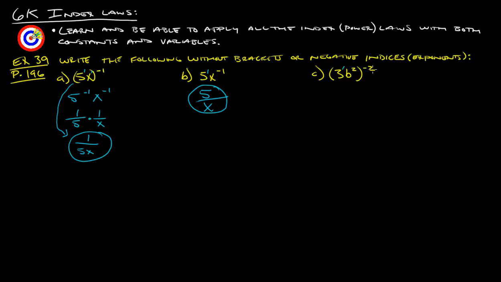Okay, this one here, 3 to the first, and then b to the second, all to the negative second power. So distribute that -2 to both of those, and that's 3 to the negative second, b to the negative fourth. And again, since those are both negative, I'm going to move those to the denominator. So that is 1 over 3 squared b to the fourth.